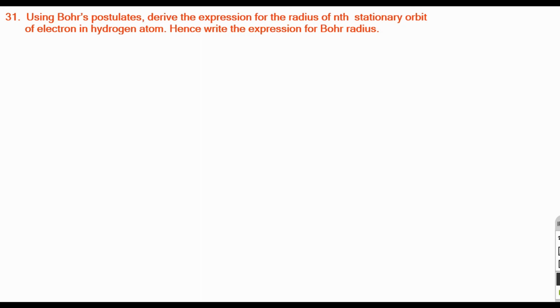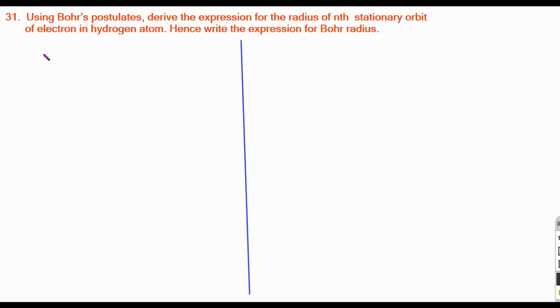So the next question is, using Bohr's postulate, derive the expression for radius of the nth stationary orbit of electron in hydrogen atom. Hence write the expression for Bohr's radius. Okay. So it's a very simple derivation from the chapter atoms. Here you have to find out the radius of nth stationary orbit using Bohr's second postulate actually.